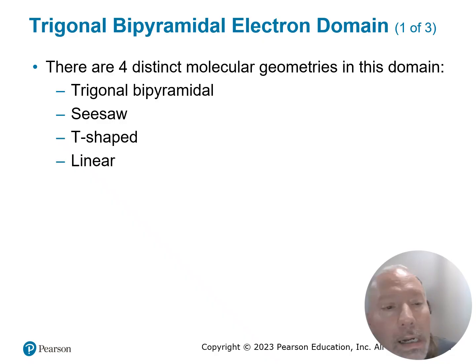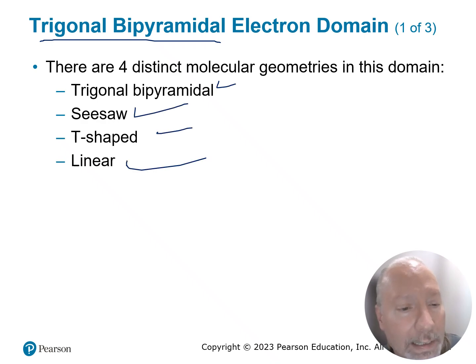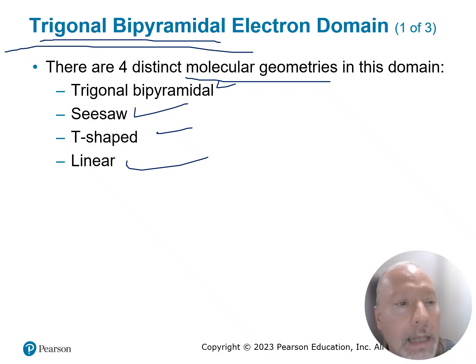For those with 5 electron domains, that will always be trigonal bipyramidal, which is two three-sided pyramids, base to base to each other, one upside down, one right side up. We can have 4 different possibilities. We can have trigonal bipyramidal, seesaw, T-shaped, and linear. This is all for the molecular geometry, not the electron domain geometry. The electron domain geometry is just one type. It's trigonal bipyramidal for all of these. The rest is just molecular geometry.